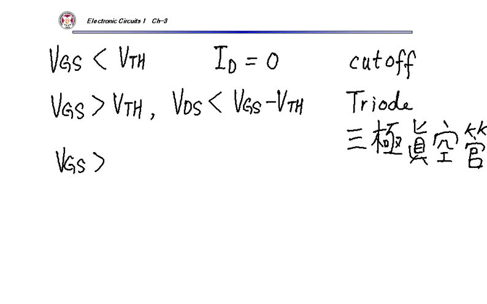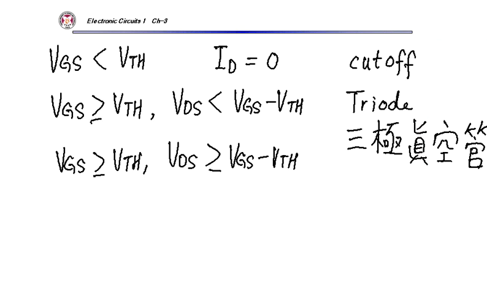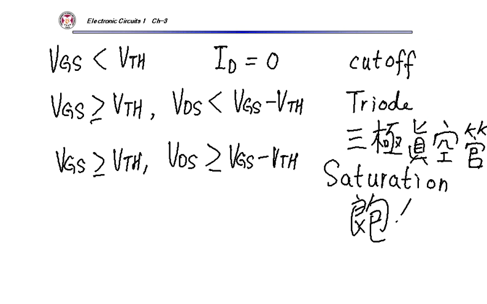When gate source voltage is larger than threshold voltage and drain source voltage is larger than VGS minus VTH, this is called the saturation region. Saturation. So this saturation is, you eat a lot and you are happy.